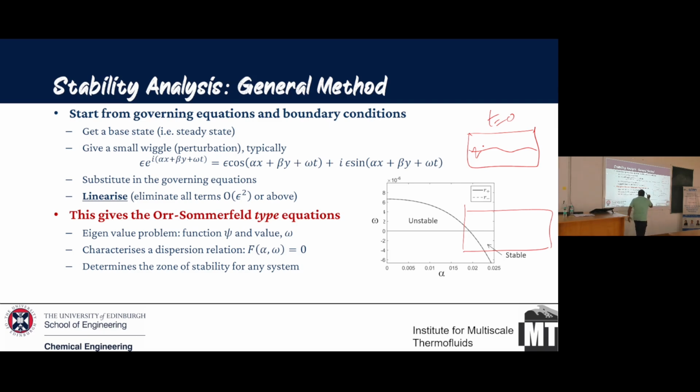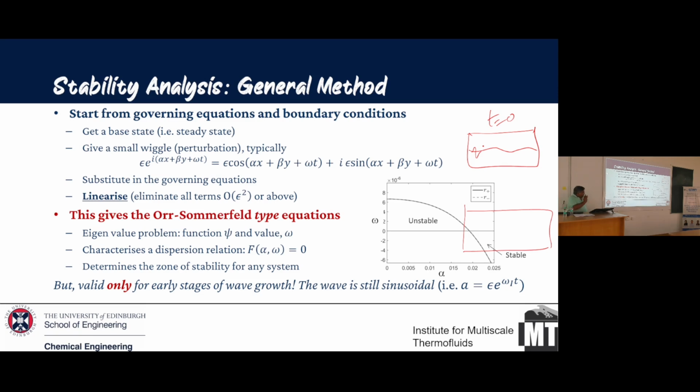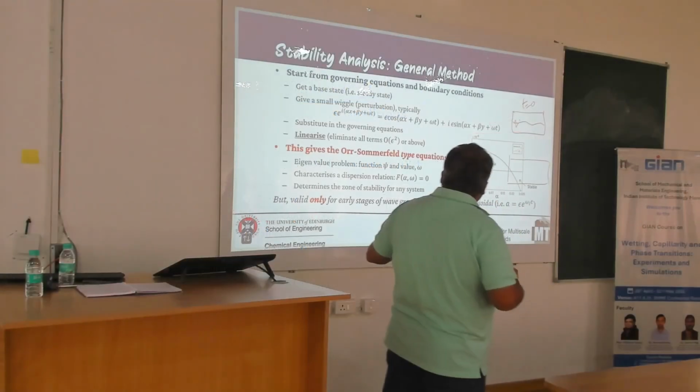A stability analysis gives you the zone of stability for any system. It does not give you an answer. It tells you how your design is performing, under what range, and what type of instabilities it might give you, or it may not give you anything. Then you can decide whether your design is good enough or not. This is from the initial stages of wave growth, and these are very important because the initial stages decide the final state of the system.